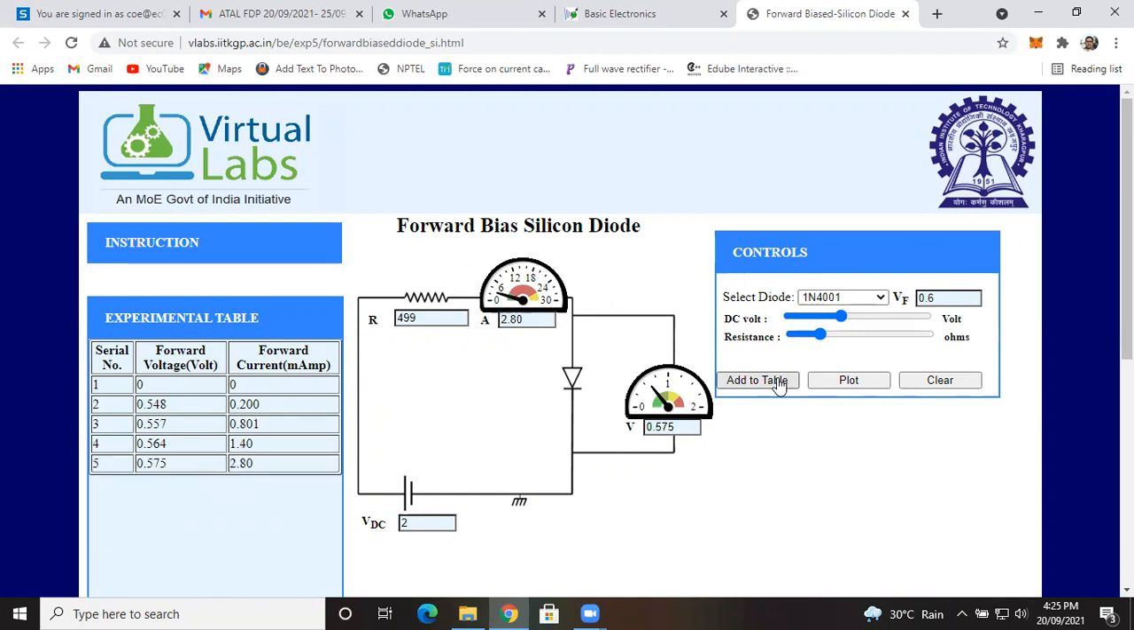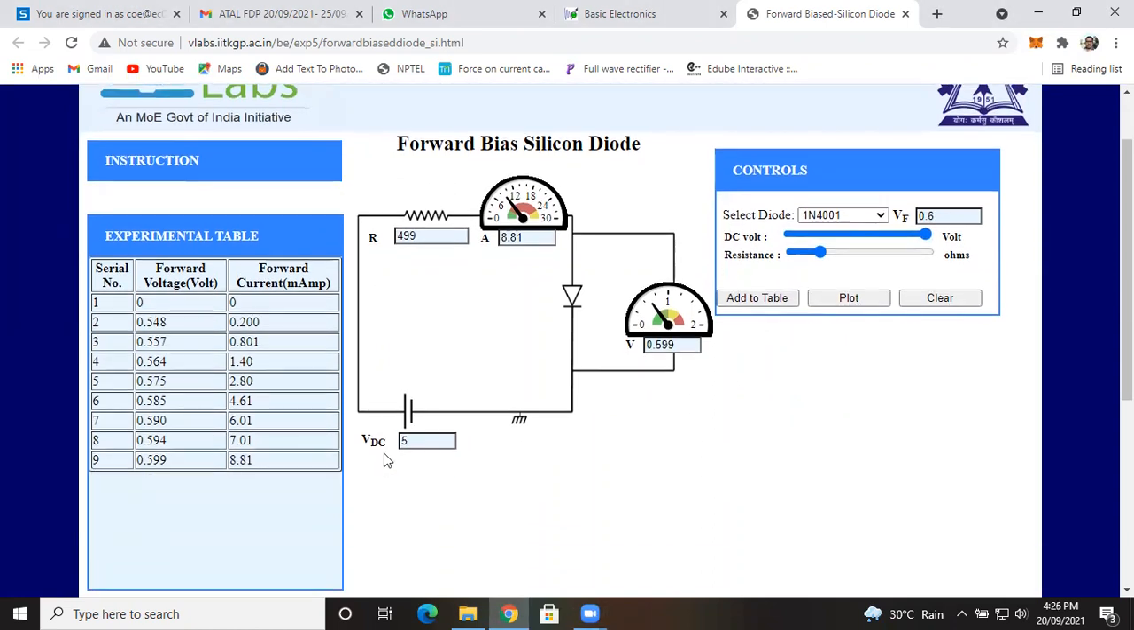Let me take so many readings here. I just try to increase the voltage, and you will observe that the voltage as well as the current flowing through the diode goes on increasing once the forward voltage is above the barrier potential. Now you just have a look at this experimental table.